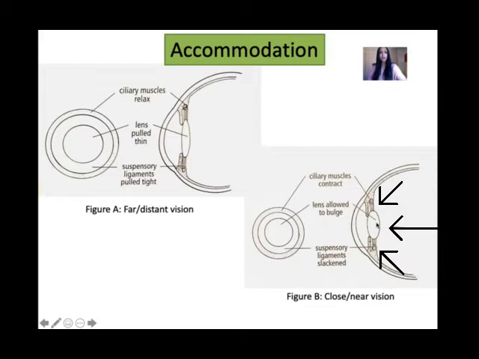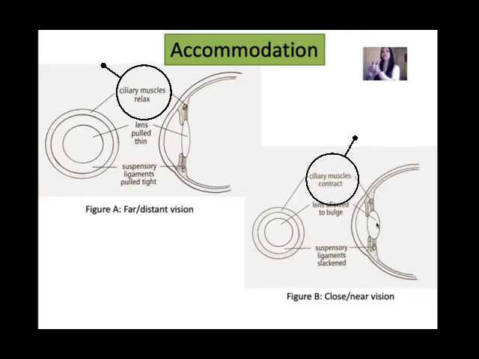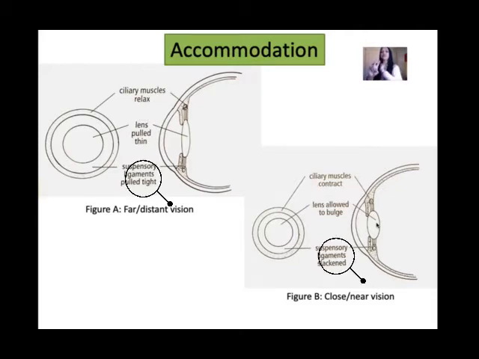Wow! How did my lens change its shape? What caused or what brought about this change in the shape of my lenses? Two important parts play a role with the lens when it comes to the process of accommodation. What are those two important structures? They are the ciliary muscle and the suspensory ligaments. Let's look at our figure.